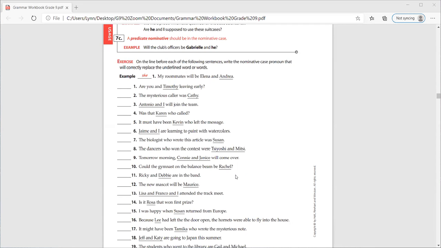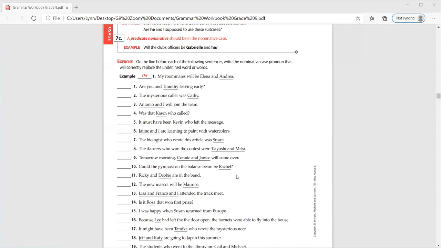Yes. Number 8. The dancers who won the contest were... you can't see and read the name. It will be they. Yes. Number 9. Tomorrow morning, Connie and Janice will come over. It will be they. Yes.